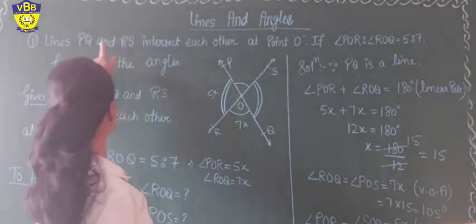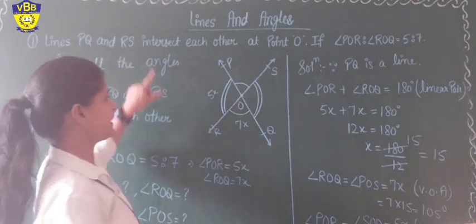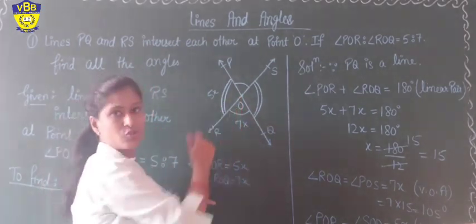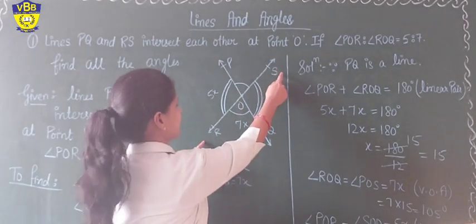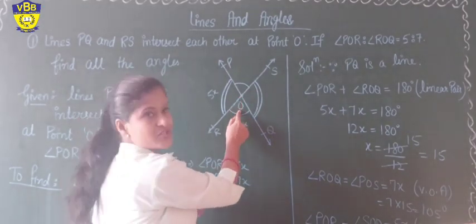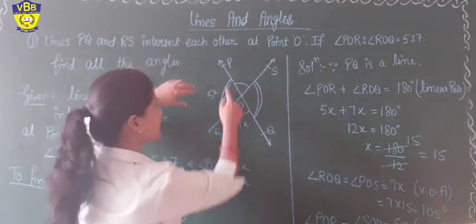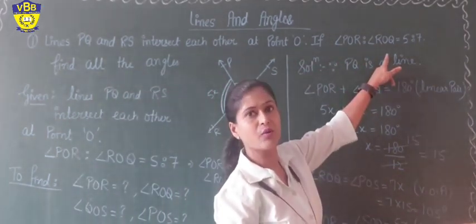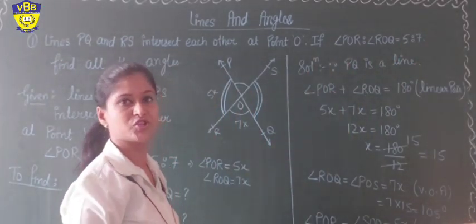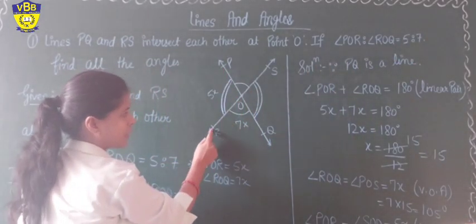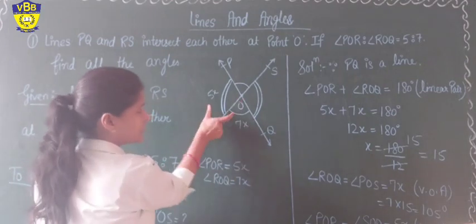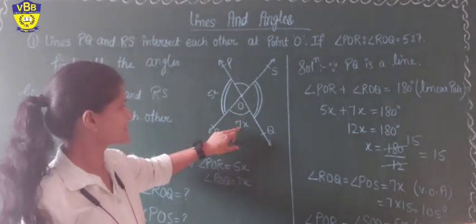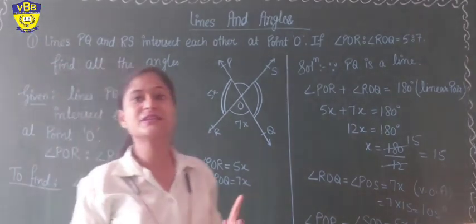Question number 1: lines PQ and RS intersect at point O, and it is given that the ratio of angle POR to angle ROQ is 5:7. So first we will write the given parts.